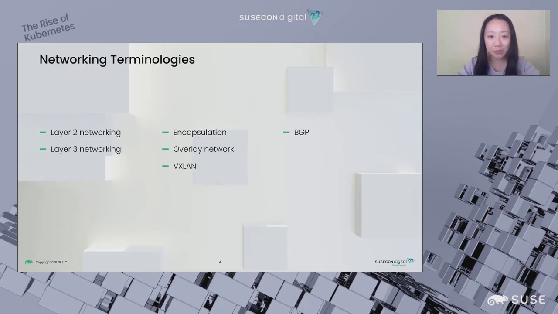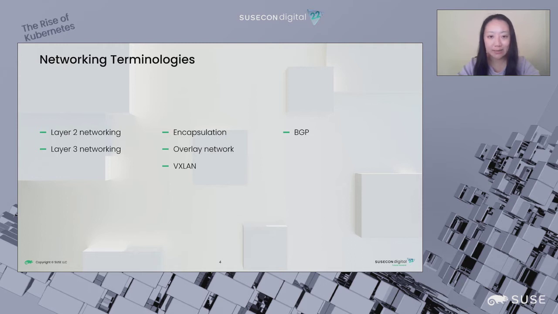Networking is a critical component of Kubernetes. There are some terminologies on this slide. We expect you to have some basic idea of these concepts because our discussion today is based on these terms. Layer 2, Layer 3. Layer 2 uses MAC addresses to communicate between different servers. Layer 3 uses routing tables, IP addresses, and routers to go to different networks.